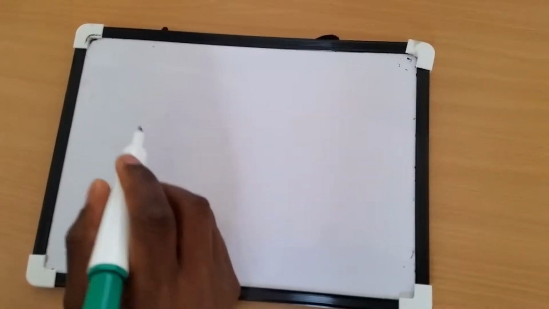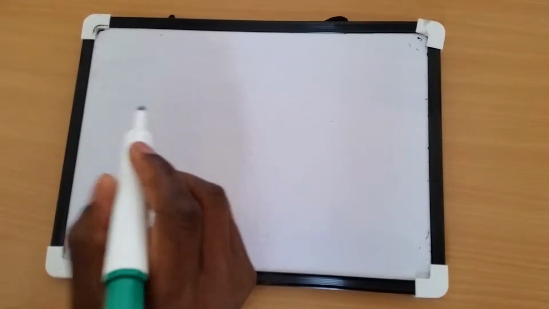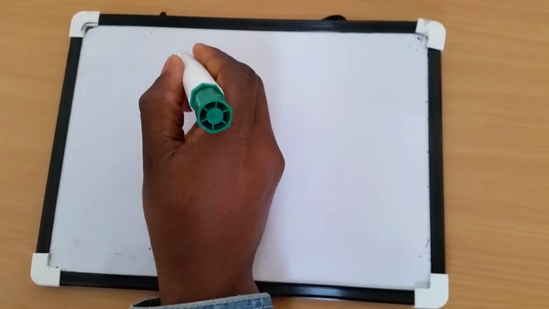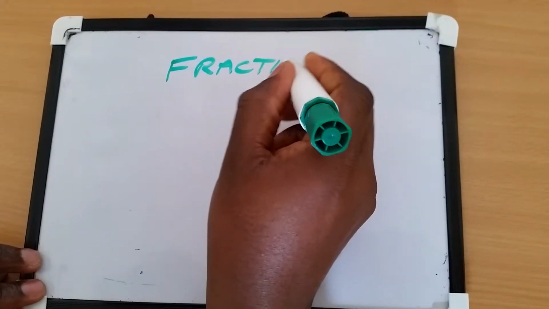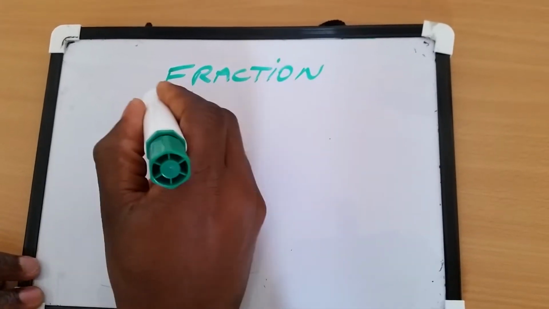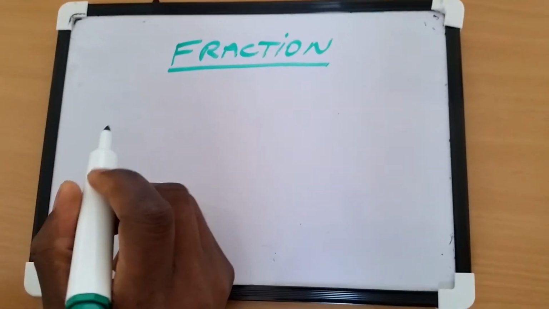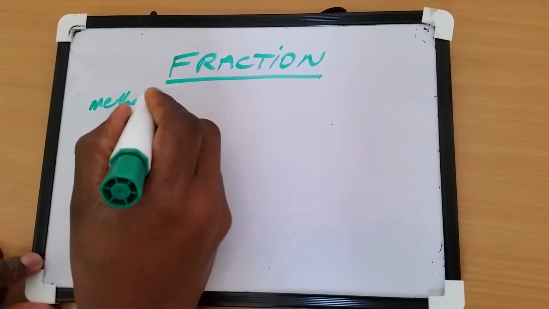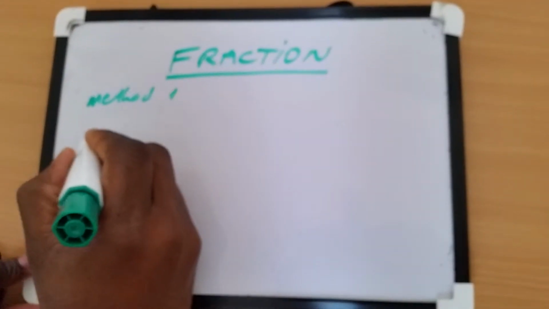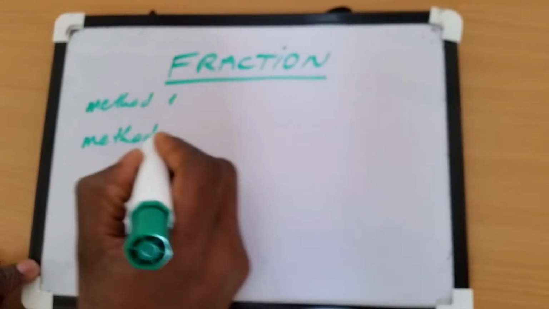We'll be looking at fractions, and we will be looking at adding fractions using two methods. So I will put here method 1 and then method 2.